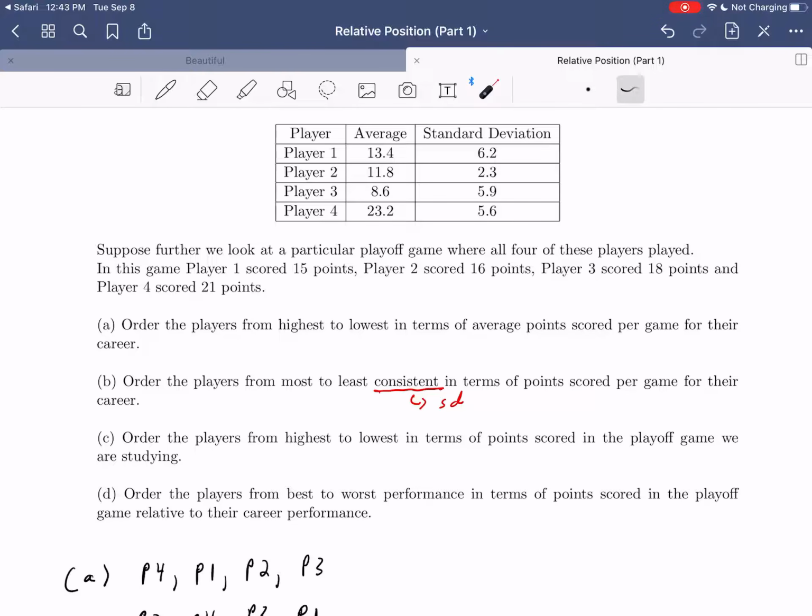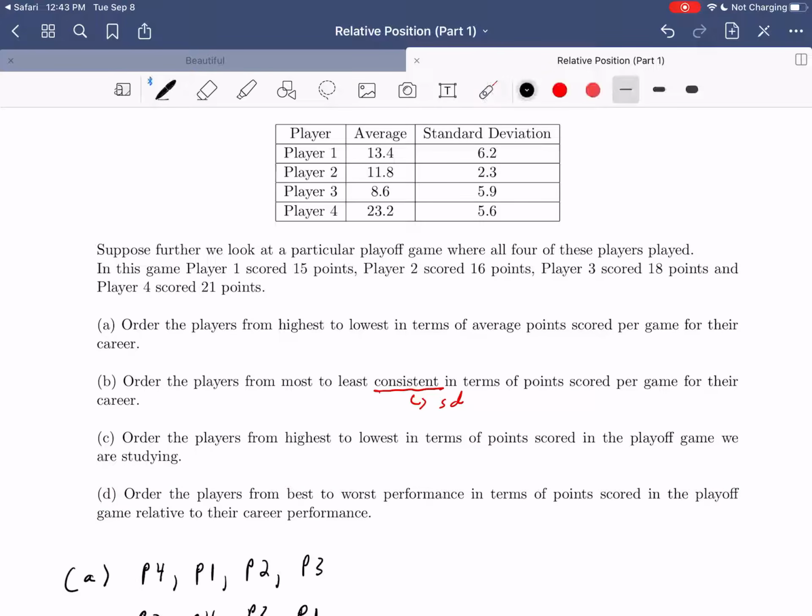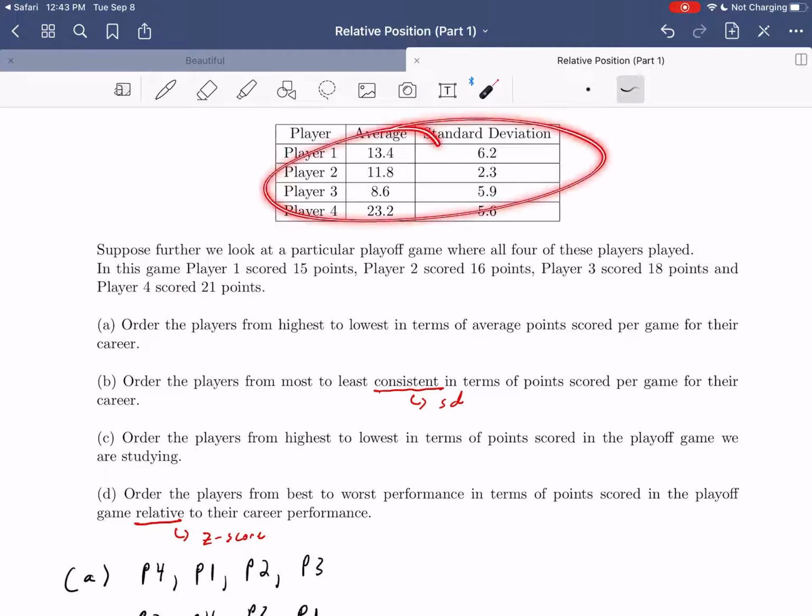So this is what we're going to try to understand in part D. The key thing here is if you see something that mentions relative, that means you want to try to use the z-score. So what we're going to do is calculate a z-score for each of the players' performances relative to their career statistics. So let's go ahead and do that.